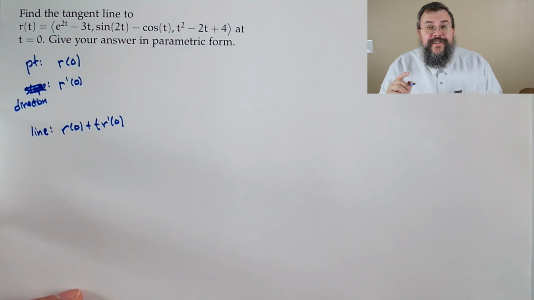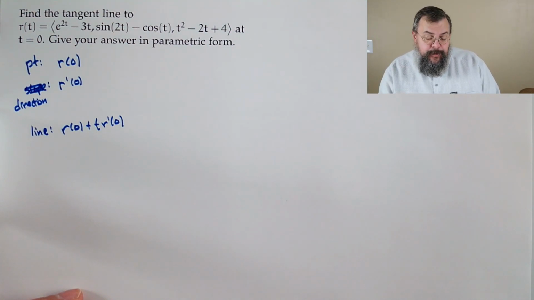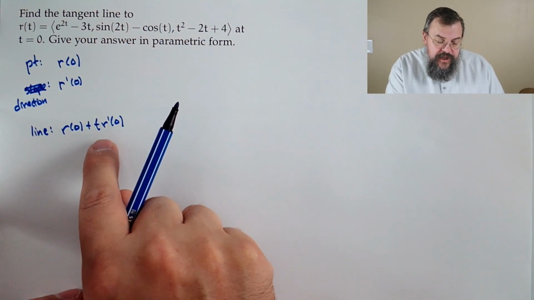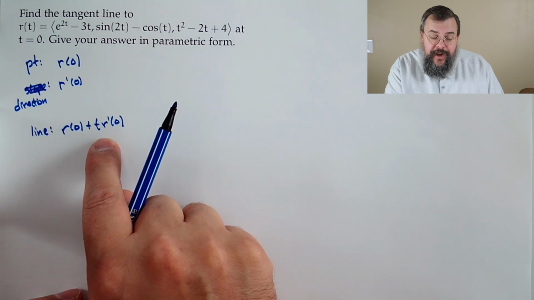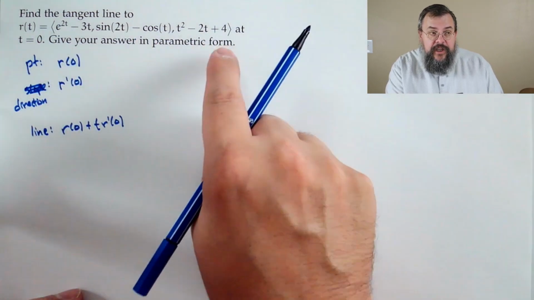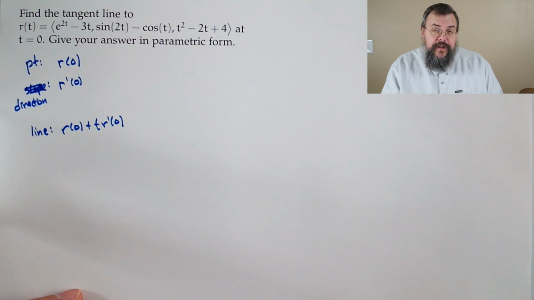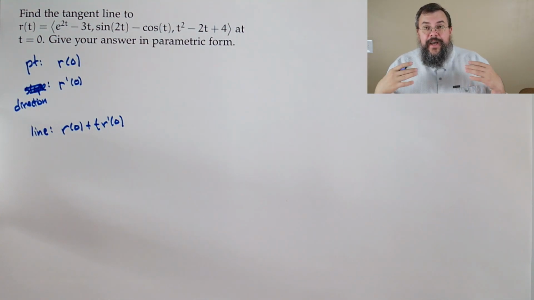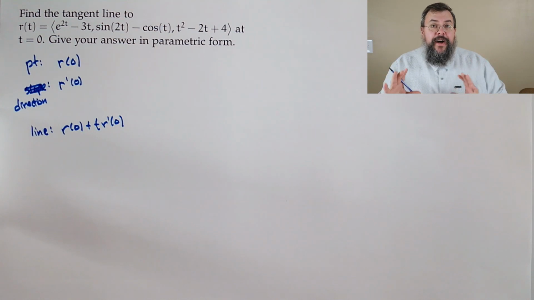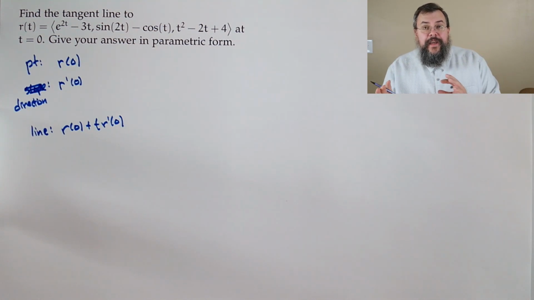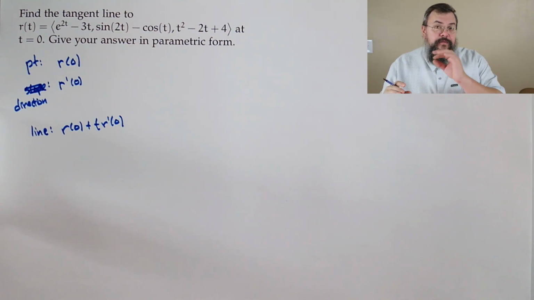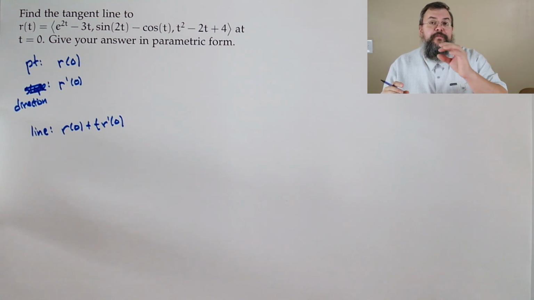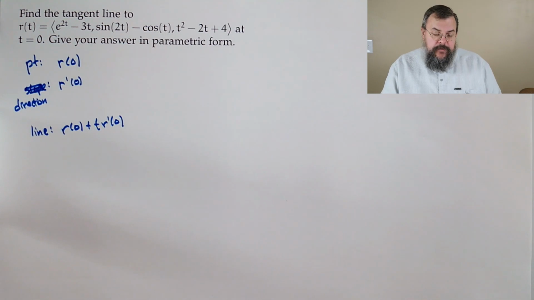Now, I will say this is somewhat bad notation. When we use this t here, that's for the line. It's distinct from the t here, that's for the curve. Unfortunately, it's a notation that gets used a lot, so we have to live with it. Just keep in mind, they are representing different things. The t for the curve is the parameter for the curve. The t for the line is the parameter for the line.